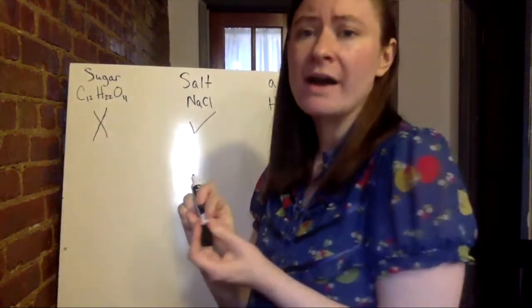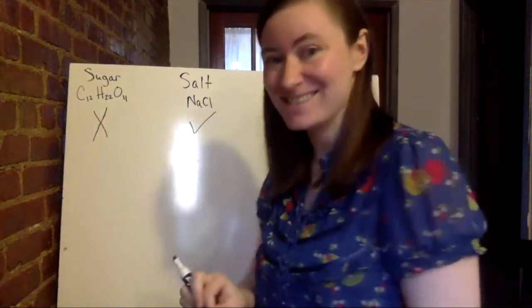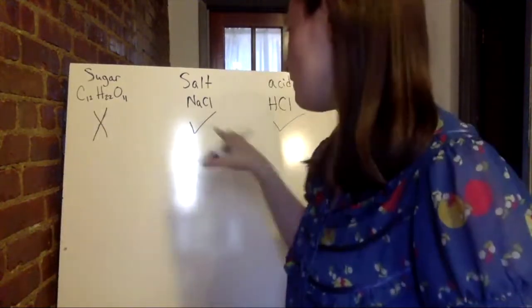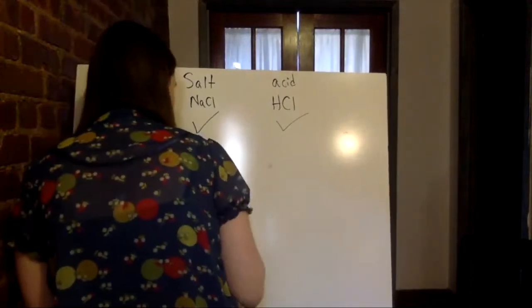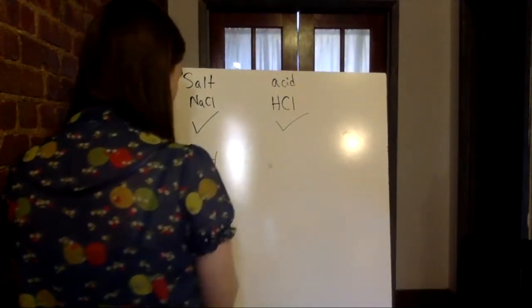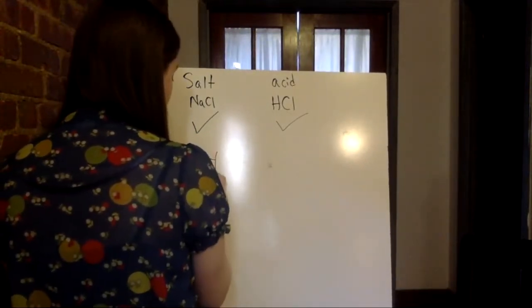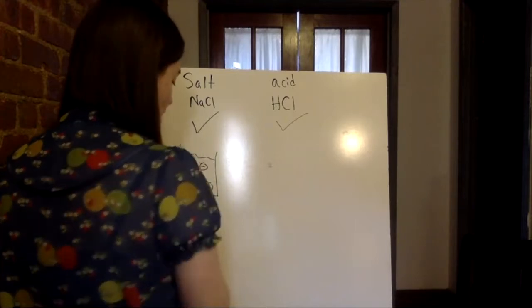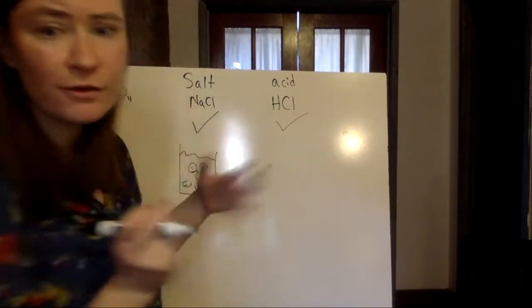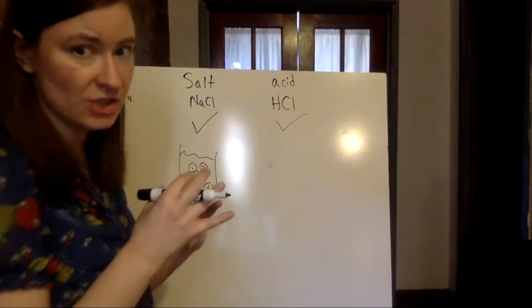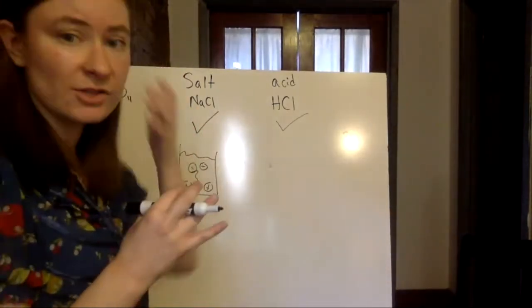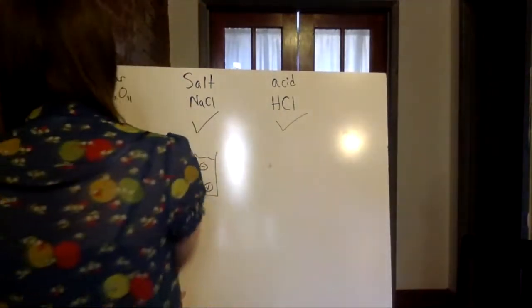We know why sugar doesn't conduct and salt does conduct, right? Salt, when you dissolve it into water, will split apart into those separate positive and negatively charged ions that can then move through the water and carry electricity with them, right? We know that electricity is the flow of moving charges.